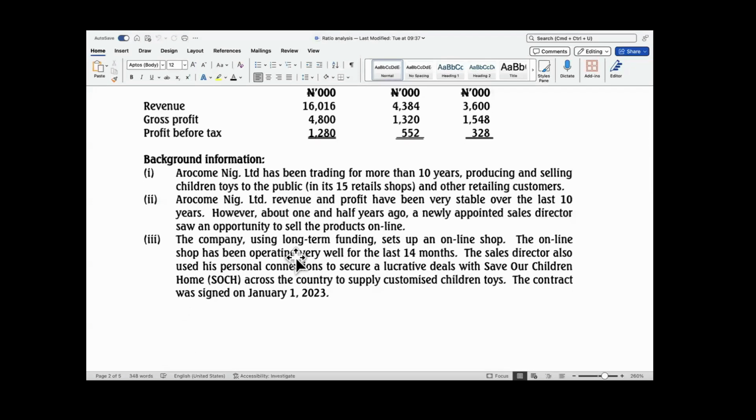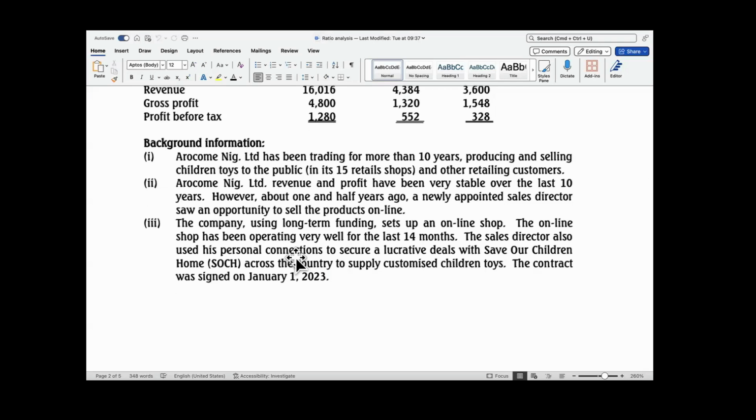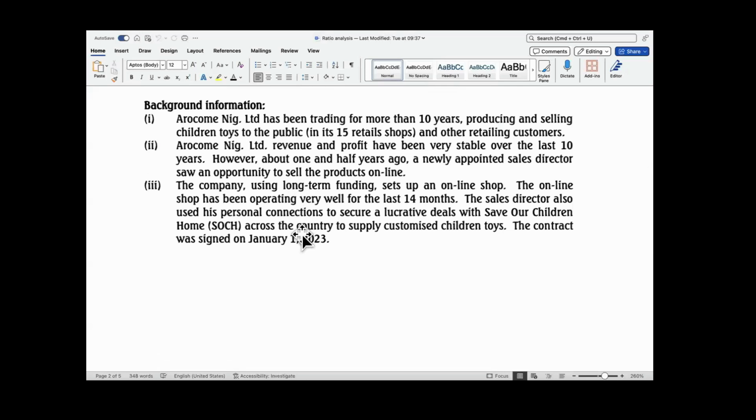And in that background information, majorly, they told us that this company has been existing for more than 10 years, and it has been doing well. Its revenue, its profit has been stable. However, they got a new sales director, and the sales director brought the idea that they can sell their toys, because what this company does is selling of toys, that we can sell these toys online, but we will need funding.